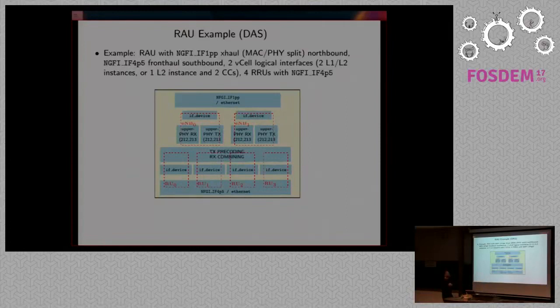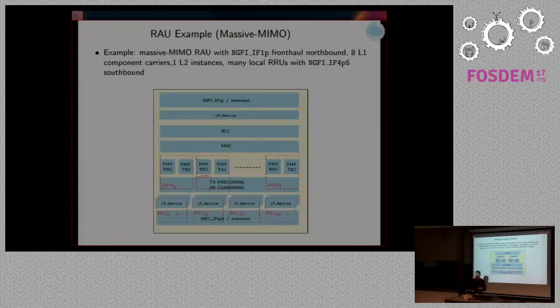That would be, for instance, something that you could do if you were in a rural village. You would put maybe 4 radio units to cover the village. You would have one central location which was doing all the signal processing and then sending the protocol information back to the central office. And this would be one example.